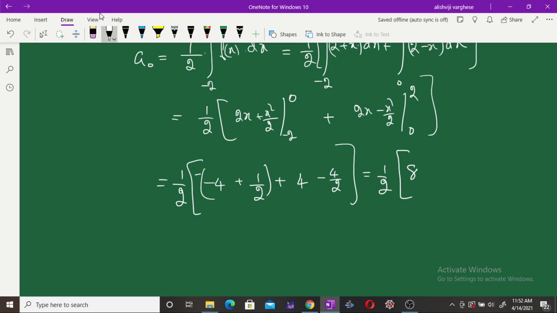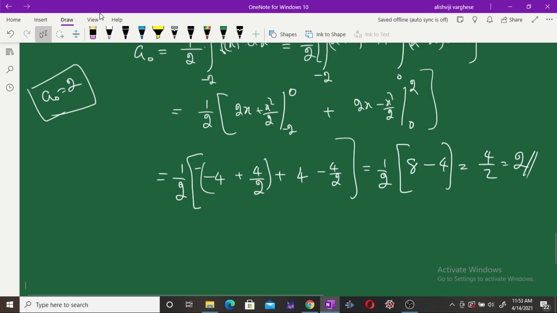8 plus 8, and here minus 1 by 2, and here also we have a minus 1 by 2, so it is minus, not 1 by 2, this is 4 by 2, so it is minus 2 minus 2, that is minus 4, so what we have is 4 by 2, that is equal to 2. So the value of a naught is equal to 2.